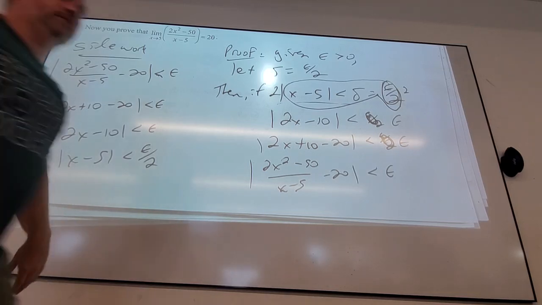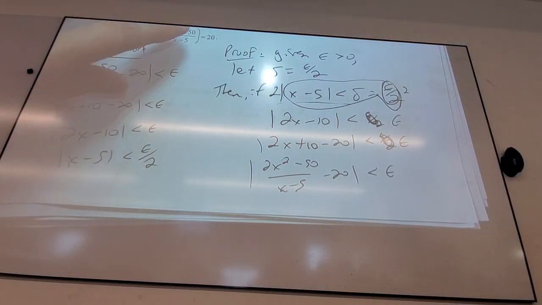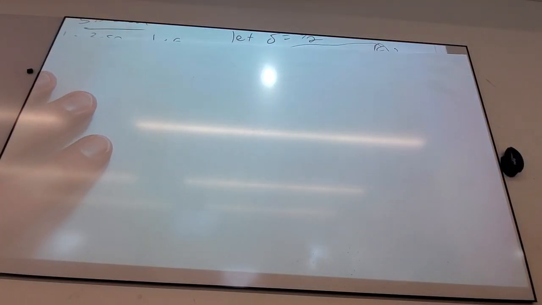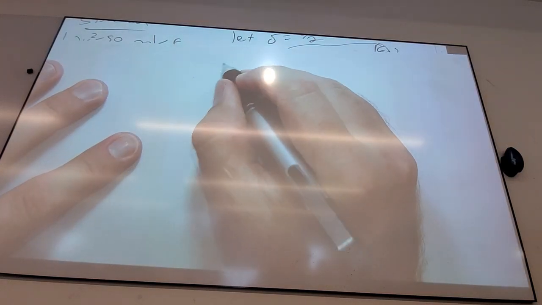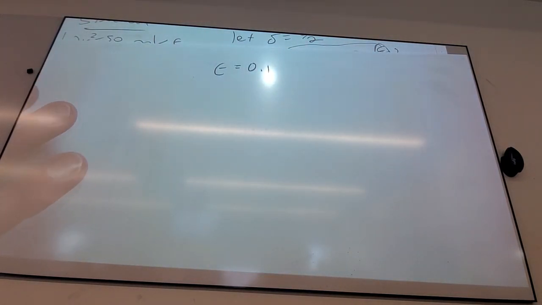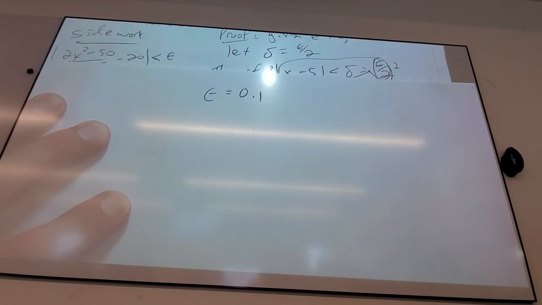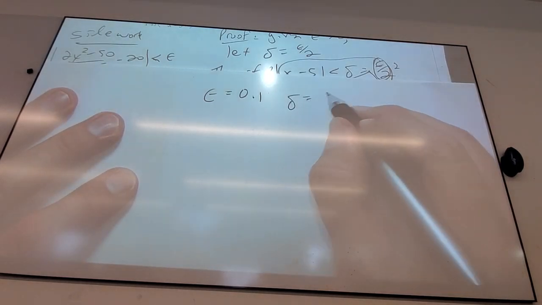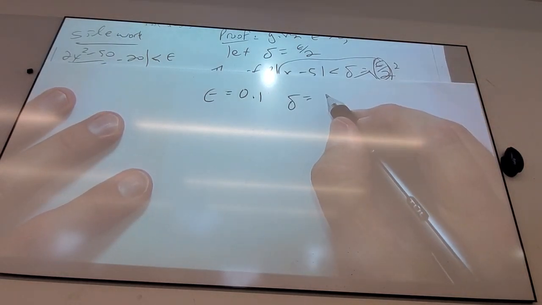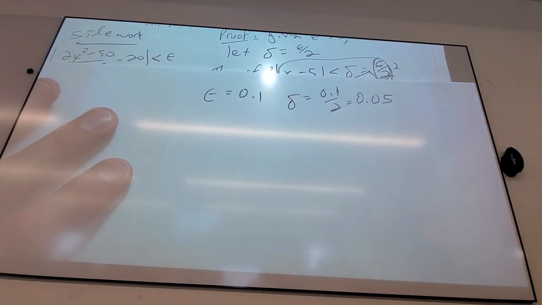So, two things. Guys, watch this. So let's say somebody wanted me to be 0.1 away, yes? Somebody wants me to be 0.1 away in this problem. You with me? Okay. What am I going to let delta be? 0.1/2. Yeah, 0.1/2, which is 0.05. Yes? You with me?